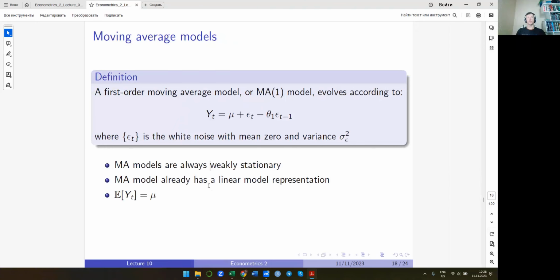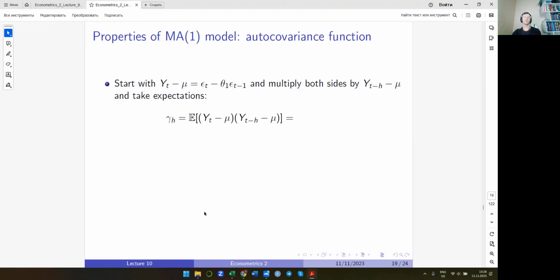And an MA model always has a linear model representation because it is already a linear model representation, right? So this is the sum of epsilons. The expected value of yt is mu. The variance of yt is this. So we have it here.